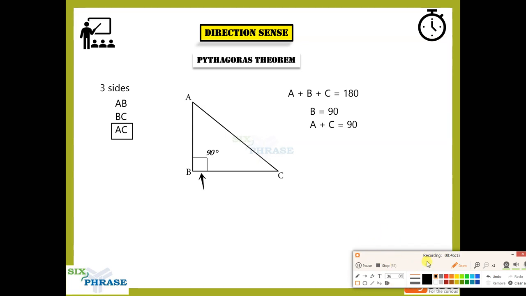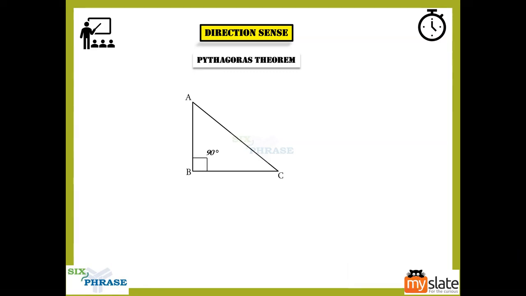So let us take this all outside and understand that this is 90 degrees. One more important thing is that you have to take this other angle to be theta. You either take this as theta or you could take this as theta, it doesn't matter. Now the side opposite to this angle theta is called the opposite side, which is AB.